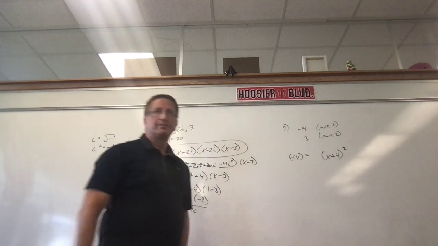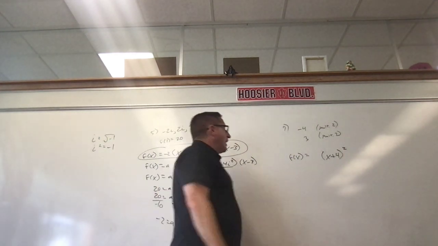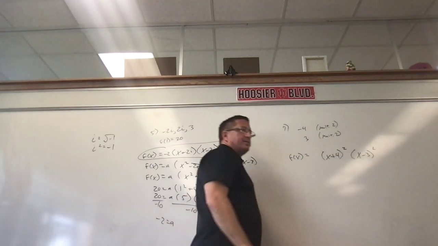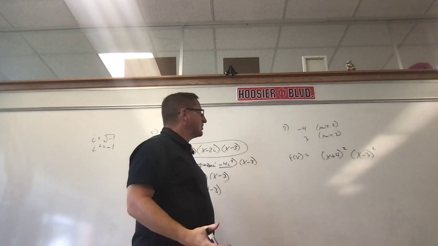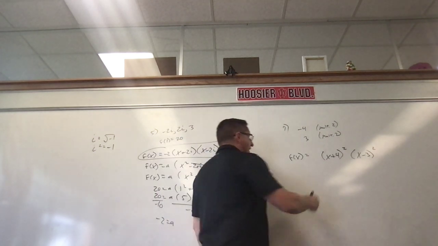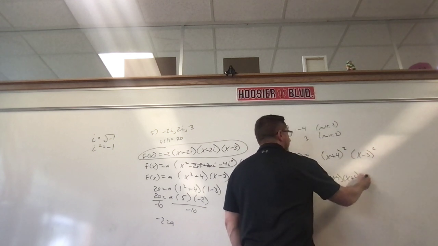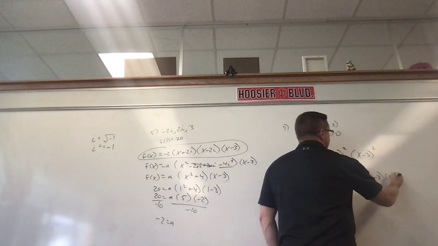You put a 2 here. Okay? And then 3 is a 0, so x minus 3 multiplicity 2. Because what it would be is this. Here's the long way. Just watch for a second here. The long answer would have been x plus 4 squared is x plus 4, x plus 4. X minus 3 squared is x minus 3, x minus 3.